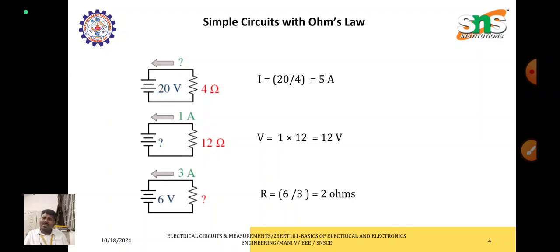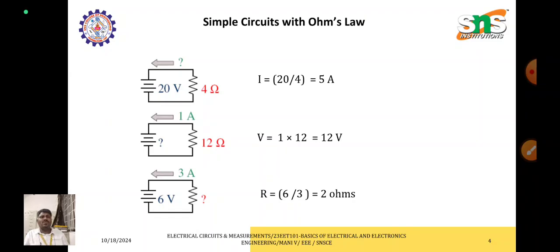And you can go to the second diagram. Here we know the values of resistance and current, so we have to determine the voltage. V is equal to IR. I value is 1 and R value is 12. So 1 into 12, 12 volts. And in the third one, we know the values of voltage and current, but we don't know the resistance. So R is equal to V by I. V is 6 volts and I is 3 amps. So V by I is 2 ohms.